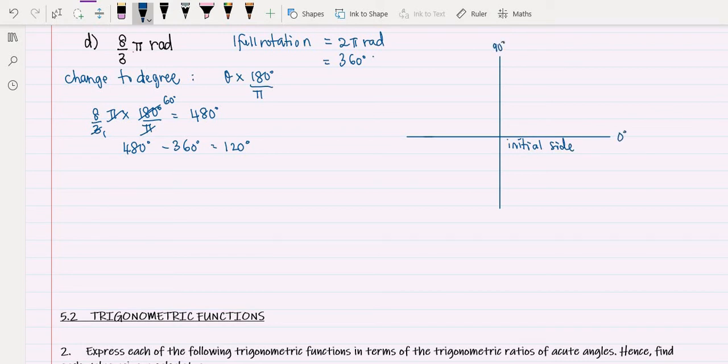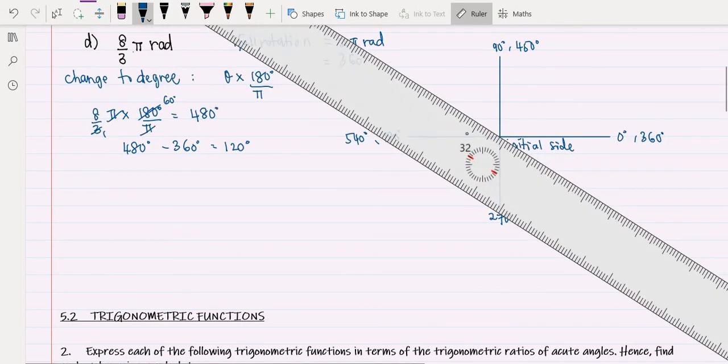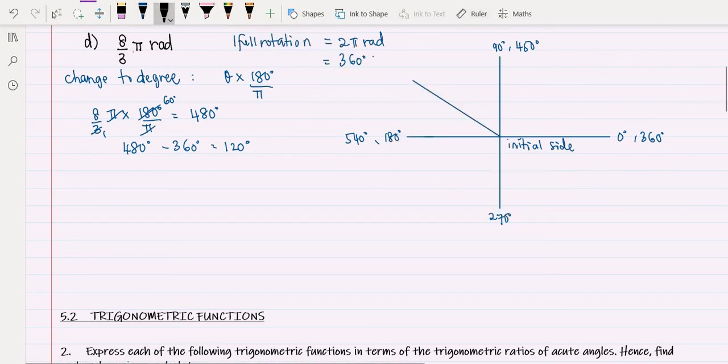This is 0 degrees, 90 degrees, 180 degrees, 270 degrees, and 360 degrees. And because my angle goes beyond one full rotation, I will have 450 degrees, and then here I will have 540 degrees. I don't need to label any more than that because my angle stops at 480 degrees. So now I know that my angle will stay in the second quadrant. I just need to label my terminal side there, and I can just draw the rotation.